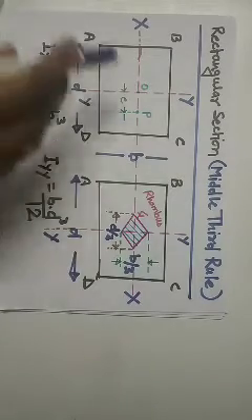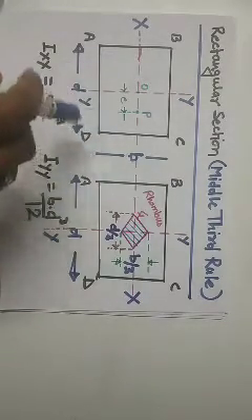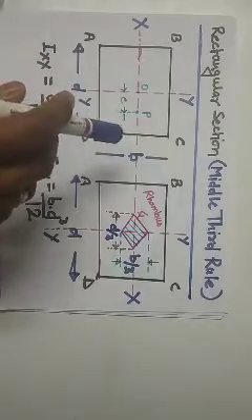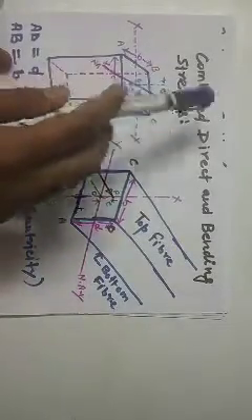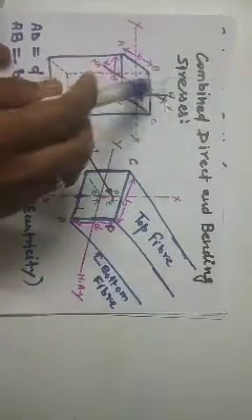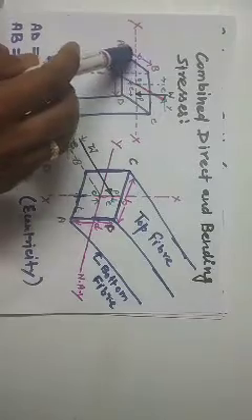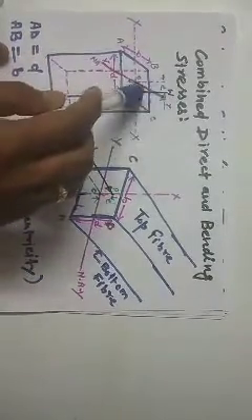Here I have made the plan of the given column section. This is the column that we have considered, and the plan is the top view of this column. The top view will be A, B, C, D, and the load is acting at point B.